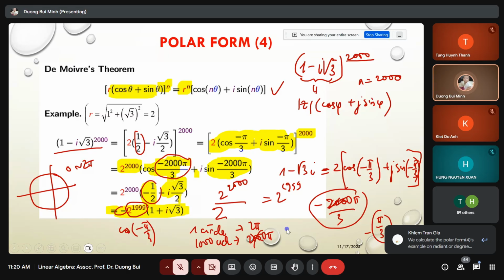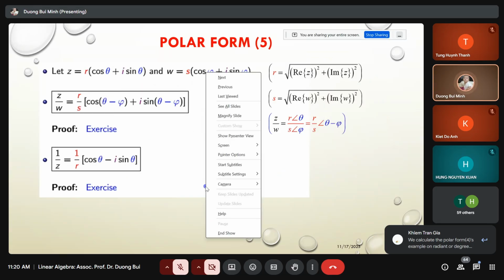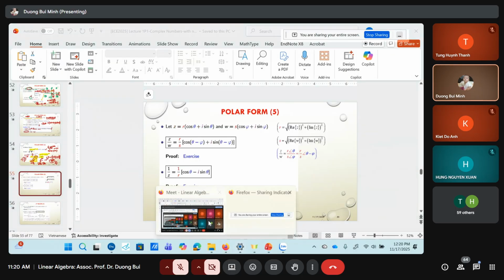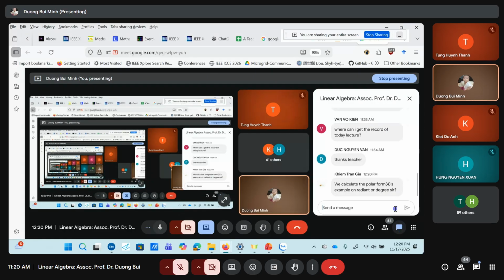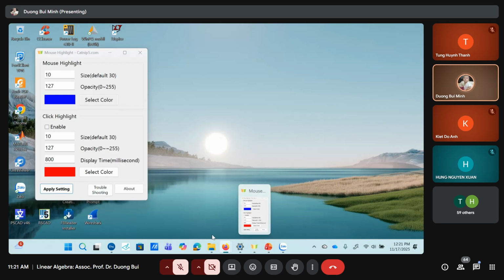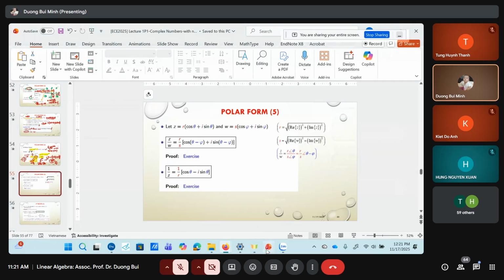Next, any questions? Can we calculate the polar form examples in radians? Yes, it's up to you. Normally we use degrees, but of course you can use radians.